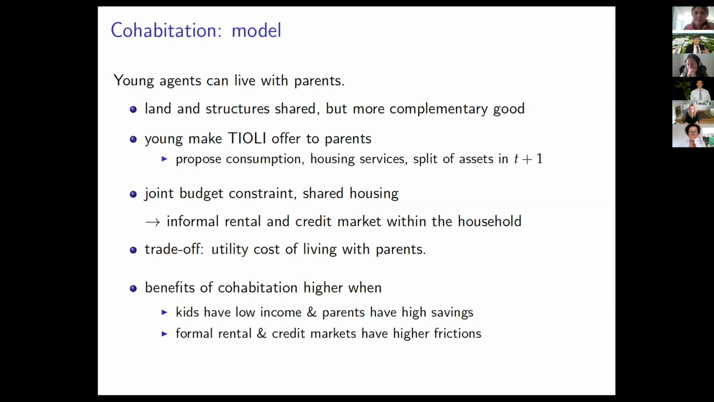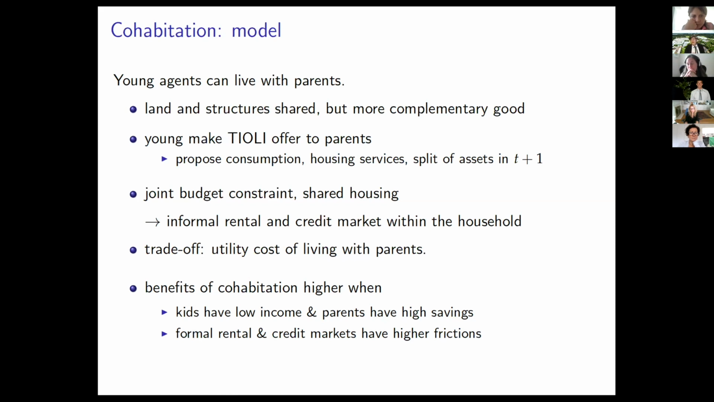Now, intuitively, the gains of cohabitation are higher when the young have low income. Why is that? Then they have more to gain from sharing resources with their parents. And also when their parents have high savings, because then these parents can easily provide them these informal credit markets. We confirm both of these intuitions in the data, but I'm not going to show you this in the interest of time, and instead focus on the second prediction.